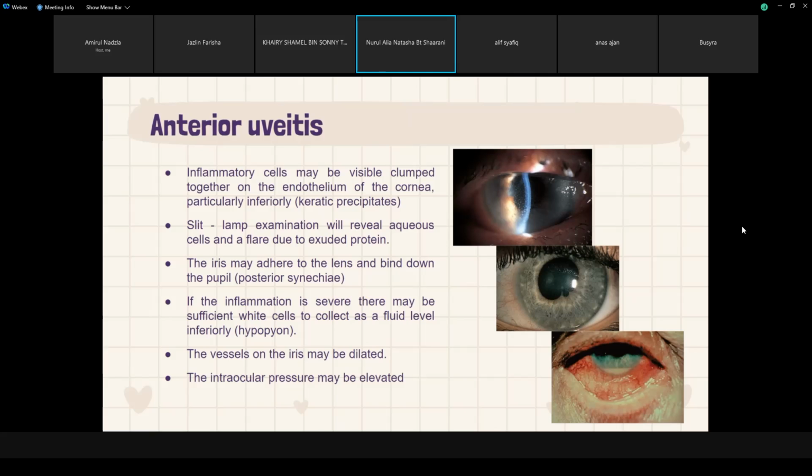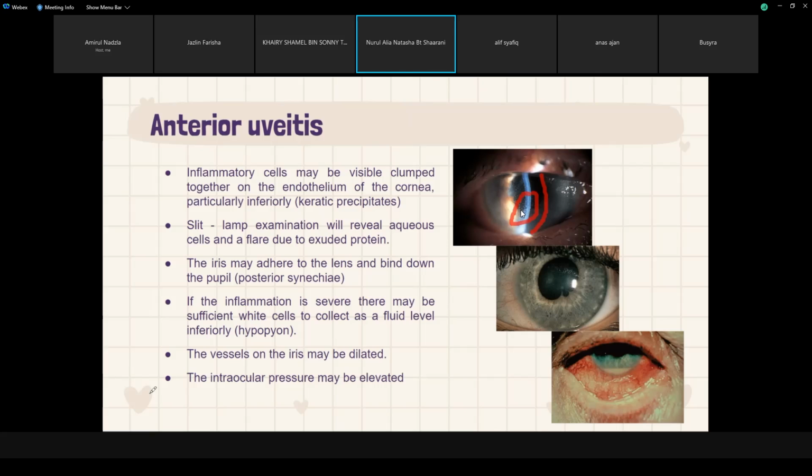So, first is keratic precipitation in corneal endothelium. Is it here, doctor? You guys can see? That is the reflex, the slit lamp light reflex. Yang nampak hablu-hablu kat bawah tu, kat bahagian bawah tu, yang tiny dots. Okay, so that is the keratic precipitation in corneal endothelium.